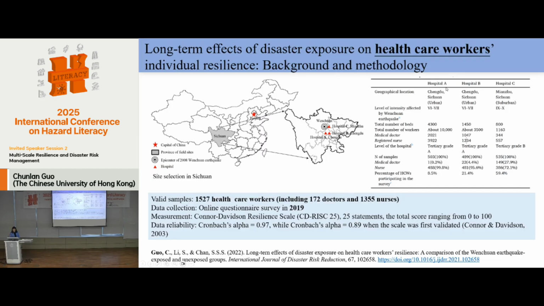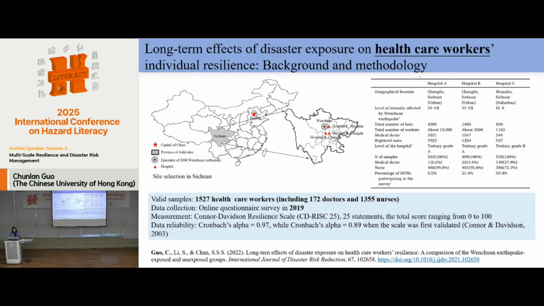We went to three hospitals. Hospital A is the largest one. It provides 4,300 beds for patients. Hospitals A and B are located in the capital city of Sichuan, and Hospital C is the smallest, but it is located very close to the epicenter of the Wenchuan earthquake.